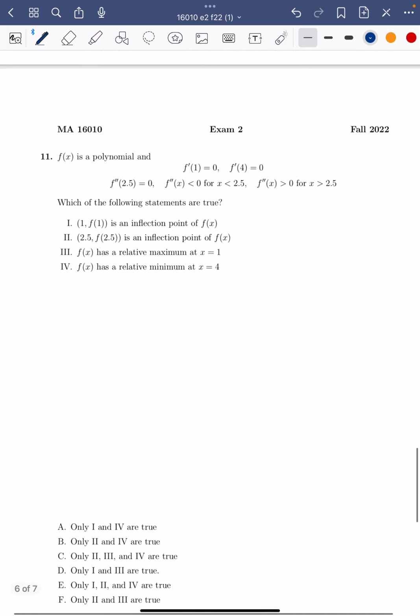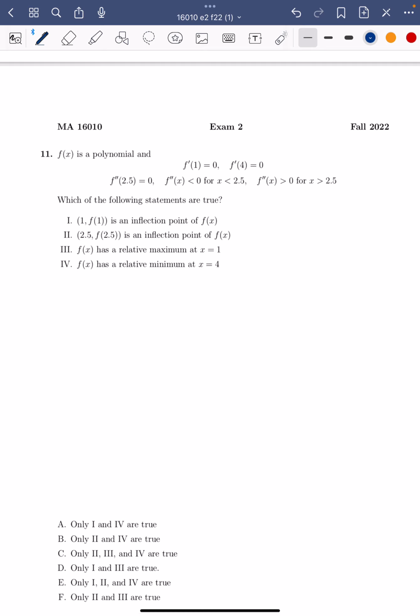Two more questions. Number 11. f of x is a polynomial and f prime of 1 equals 0, f prime of 4 equals 0, f double prime of 2.5 equals 0, f double prime of x is less than 0 for x less than 2.5, and f double prime of x is greater than 0 for x greater than 2.5. So which of the following statements is true?